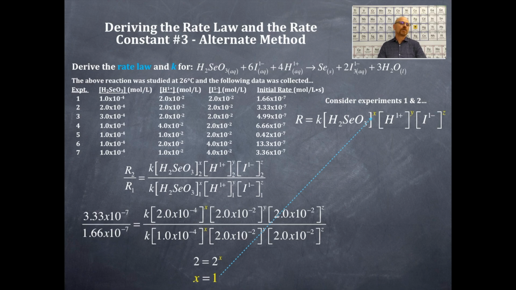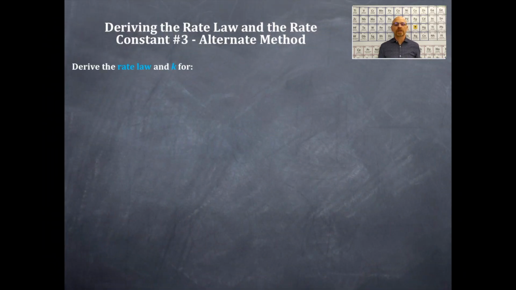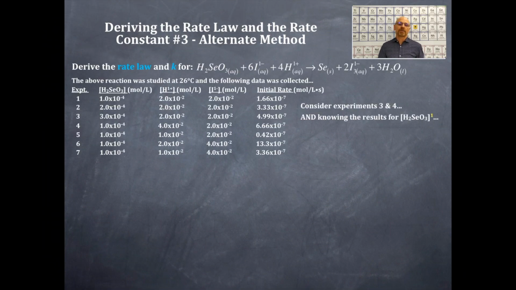Now what we're going to do is use this information here, and this was the easiest one to get, where we're holding 2 of the reactants constant, and we can solve for one of them. We could have used any of the experiments 1 through 7 to find where 2 of them are being held constant and then the other one isn't. So if you see that initially, you could solve for either the X, Y, or the Z first, and it really doesn't matter. Now we have our same set of data, except this time we already know the results from the previous one, and that is the H2SeO3 is to the order of 1.